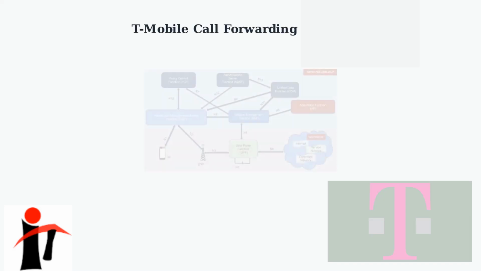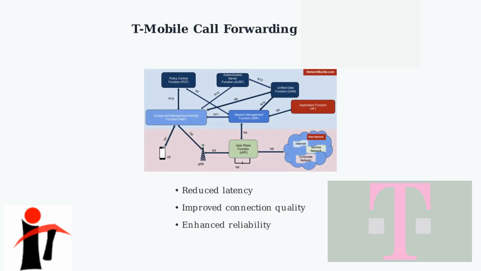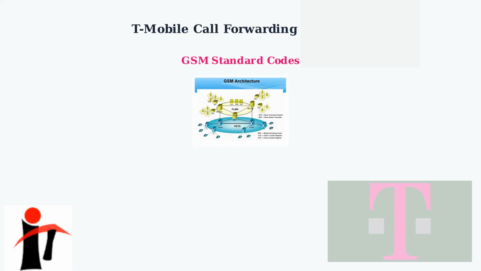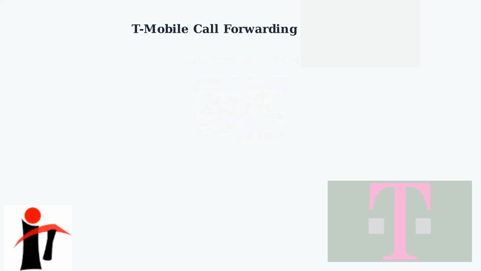T-Mobile's call forwarding capabilities have been significantly enhanced in 2025 following the completion of the Sprint network integration. The carrier now operates on a unified 5G network that delivers more reliable call forwarding services. The standard call forwarding codes remain consistent with GSM standards, making them familiar and easy to use. These codes work by dialing specific sequences on your phone's keypad.